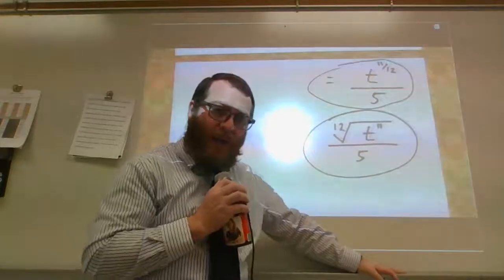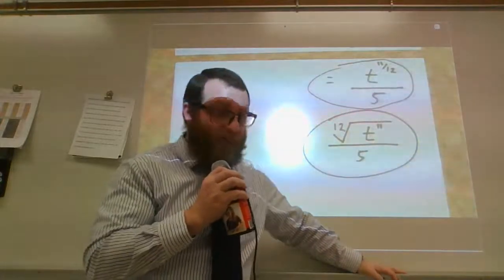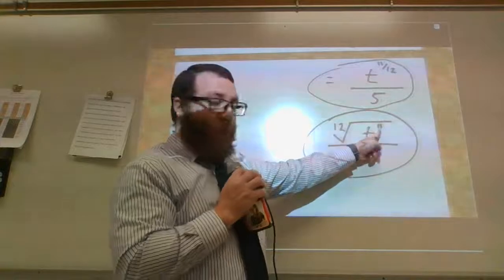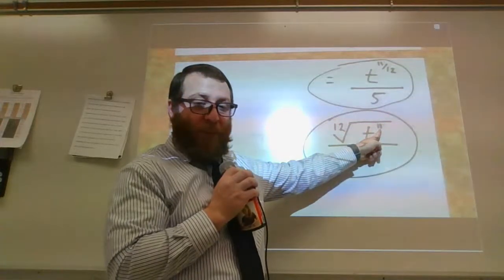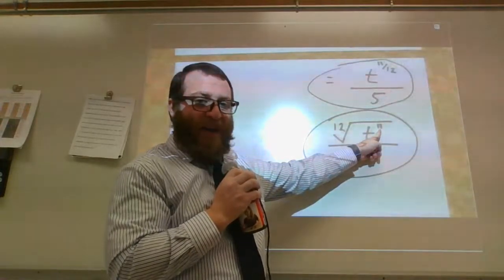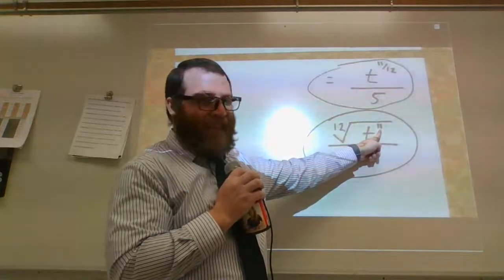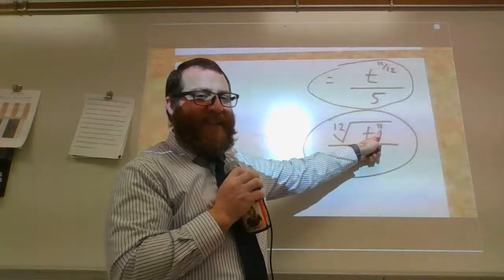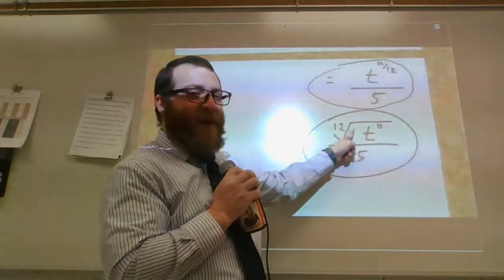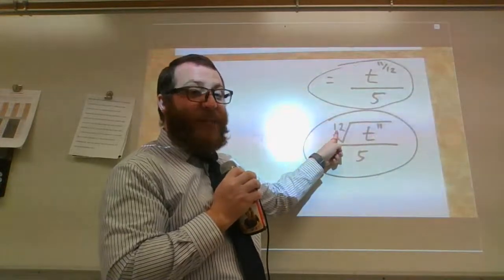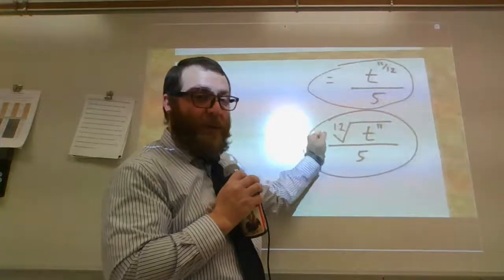But how do I know I'm done? How do I know I've simplified it? Well, the only way you escape a 12th root is if you have the appropriate 12th power. It doesn't have enough. This t to the 11th does not have a proper exponent to be able to escape a 12th root. Simplified.